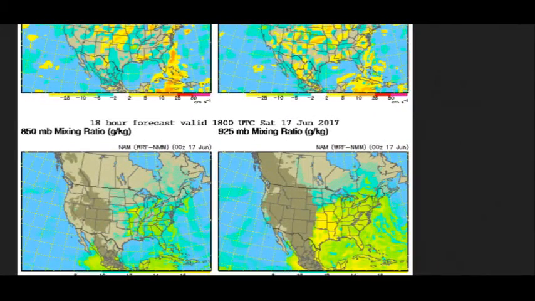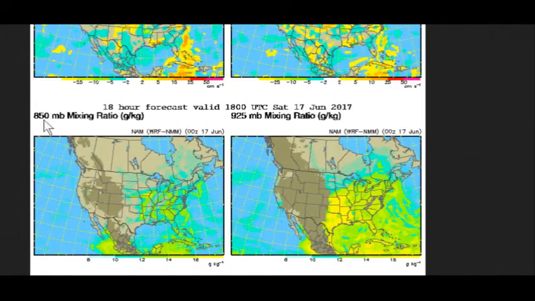So we're looking at the NAM here. 850 mixing ratio. That's going to be up at 5,000 feet. This is the time of peak heating. 18Z, 1 p.m. This is when you're trying to identify your chase target. And you can see the edge of the dry line right here. You keep that on the moist side. And it's very unlikely you're going to get deep convection west of that line right there.